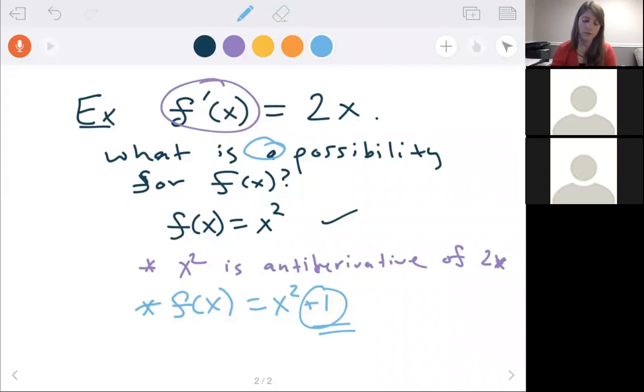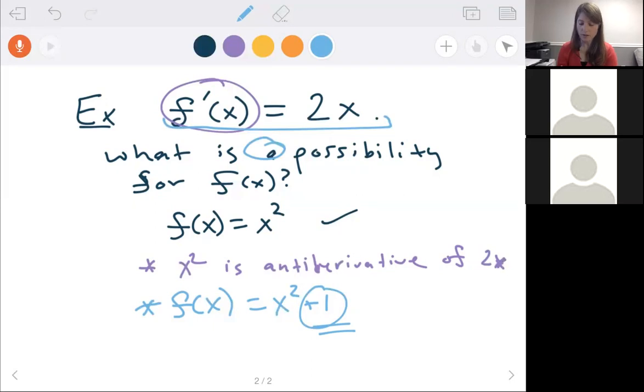So to go over this one again, we started with a derivative. We started with saying the derivative of some function is 2x. What's a possibility for our function? We're trying to introduce the language of antiderivatives, or going backwards in essence. In this case, we decided pretty quickly that if the derivative is 2x, the original function had to be x squared, or a variation of x squared, because if you differentiate the x squared component, you get 2x.